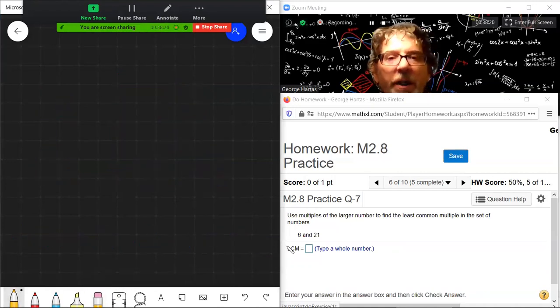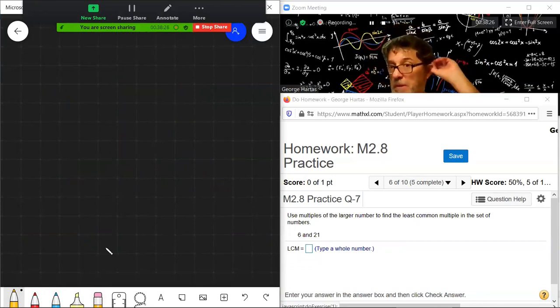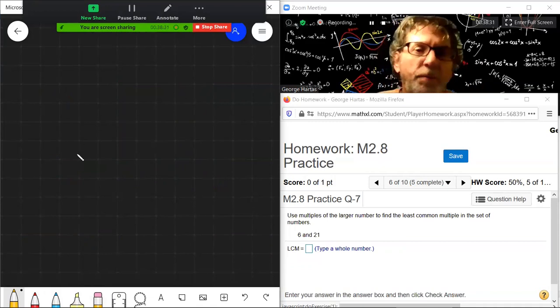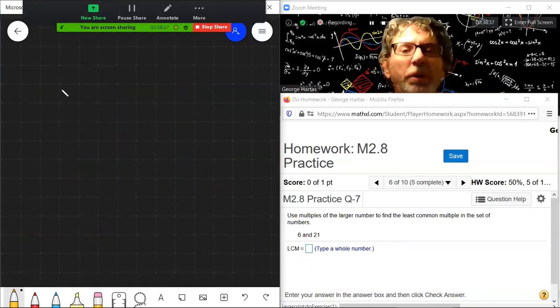All right, what does it say? Use multiples of the larger number to find the least common multiple. So we've been using the factor tree for all these problems. And there's another technique called one list of multiples.